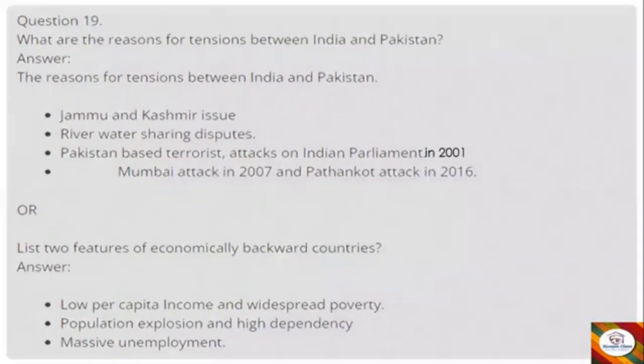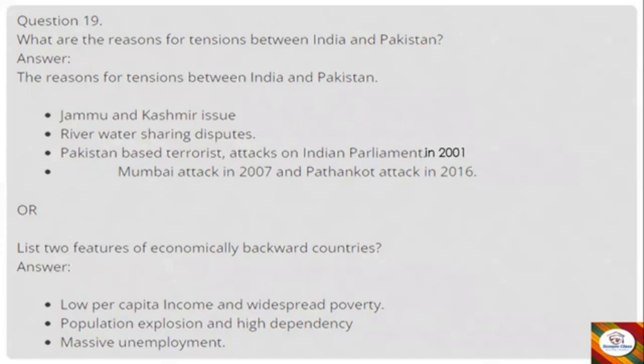Next, question number 19. What are the reasons for tensions between India and Pakistan? Answer. The reasons for tension between India and Pakistan are the Jammu and Kashmir issue, river water sharing disputes, and Pakistan-based terrorist attacks: the attack on Indian Parliament in 2001, the Mumbai attack in 2007, and the Pathankot attack in 2016.